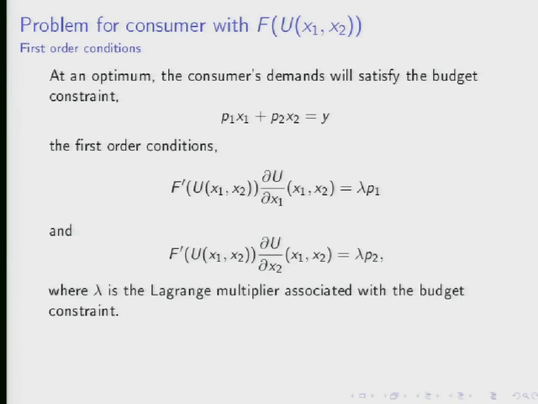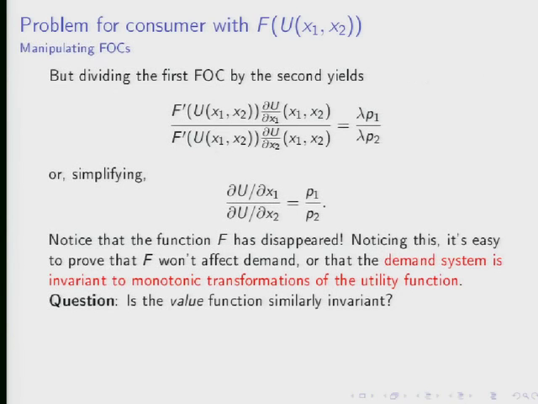Okay, so now we've got these first order conditions, we've got the budget constraint, that's all familiar. Now I'm going to do the same trick I did before, dividing one equation by the other equation. And here's the beautiful thing. I'm dividing the left-hand side of the first equation by the left-hand side of the other equation. This is just what I did before on the board, and it's equal to lambda p1 divided by lambda p2. But here a couple things cancel out. The lambdas cancel out on the right-hand side, just the way they did before. But also these f prime of u's cancel out.